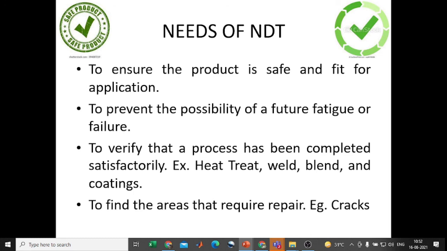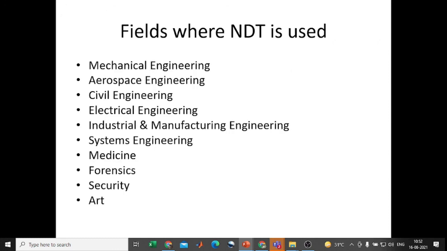Likewise, we can identify these with non-destructive testing. These are all the purposes we achieve with the non-destructive testing procedure. After that, where is it utilized? This is the next important question. You may get the engineering degree. After getting the engineering degree, you may go to the industry. In that industry, where do we utilize these kinds of testing procedures?